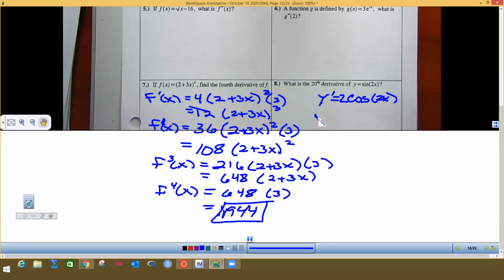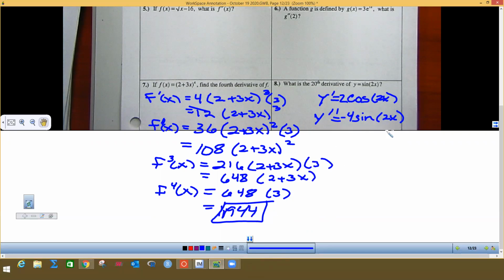Then I do the second derivative. The derivative of cosine is negative sine, so that's going to be a negative 2. But I'm going to put the sign here. If this confuses anyone, let me know. The derivative of 2x is 2, and I have a negative 2 times that 2, which makes this negative 4, because I had a 2 originally in the derivative.